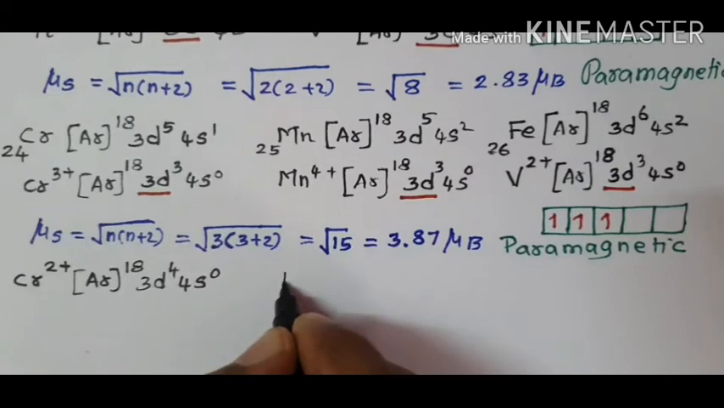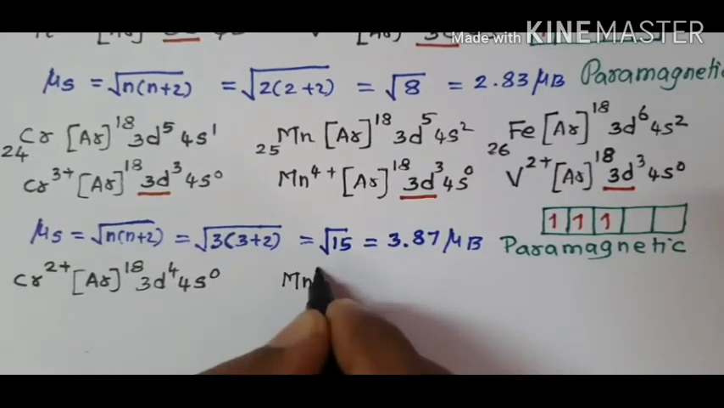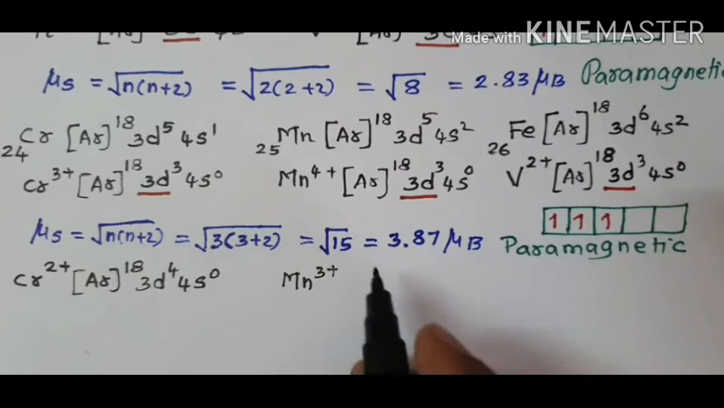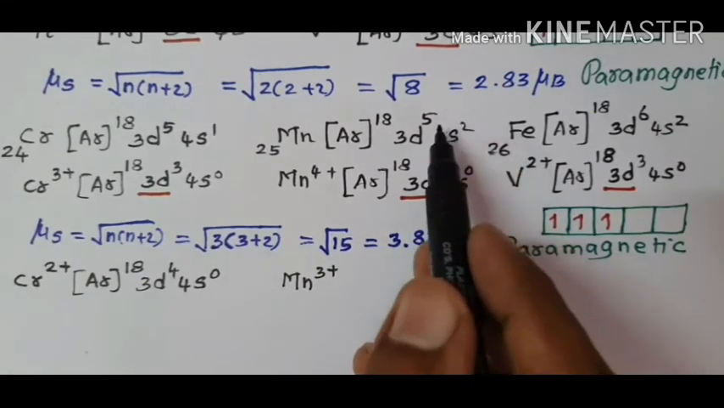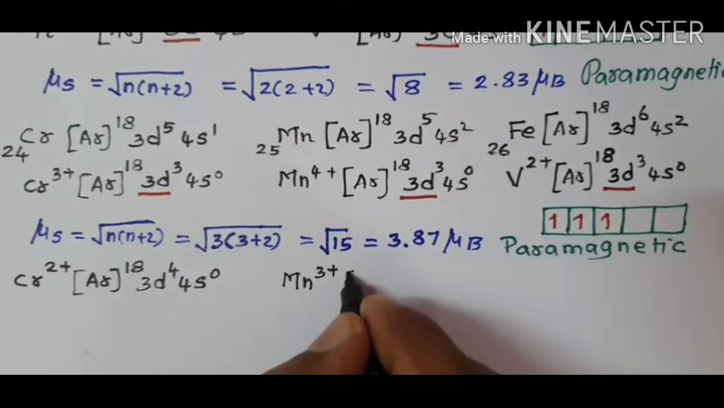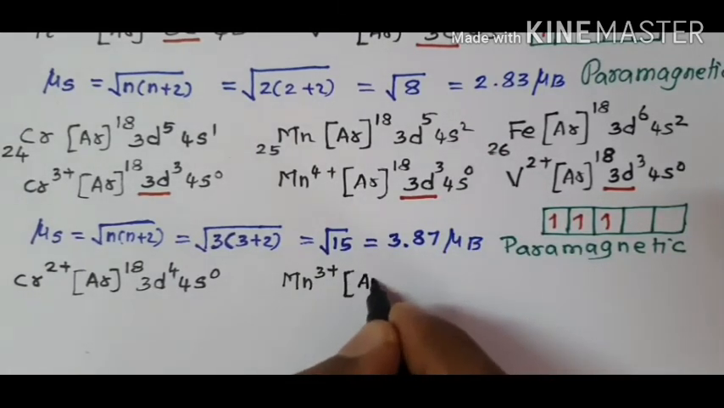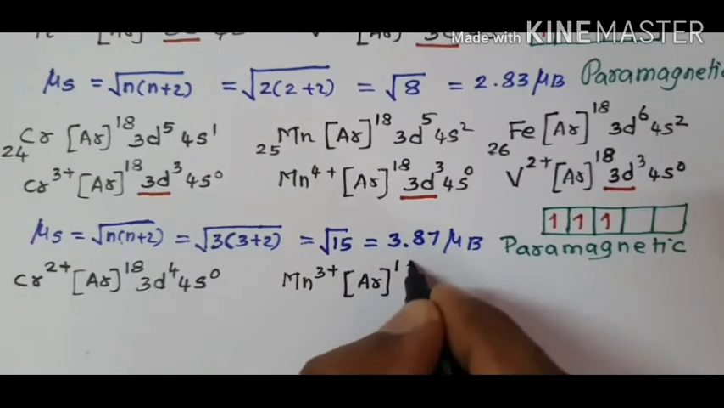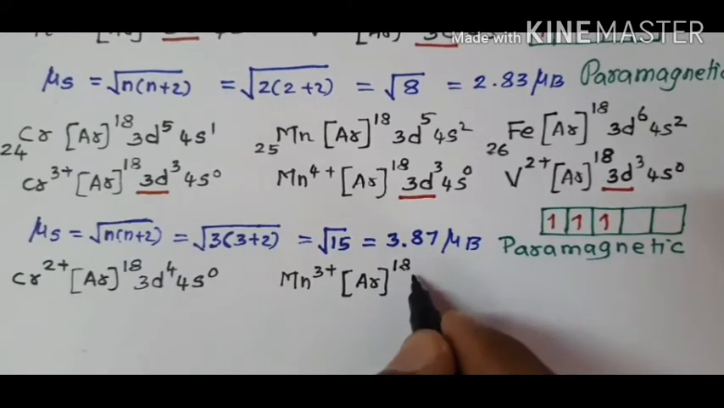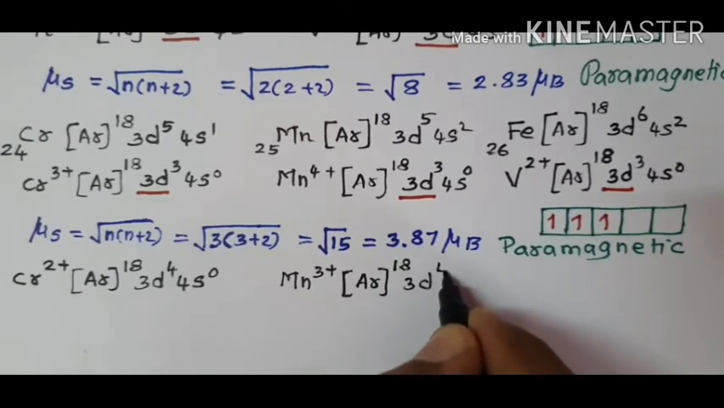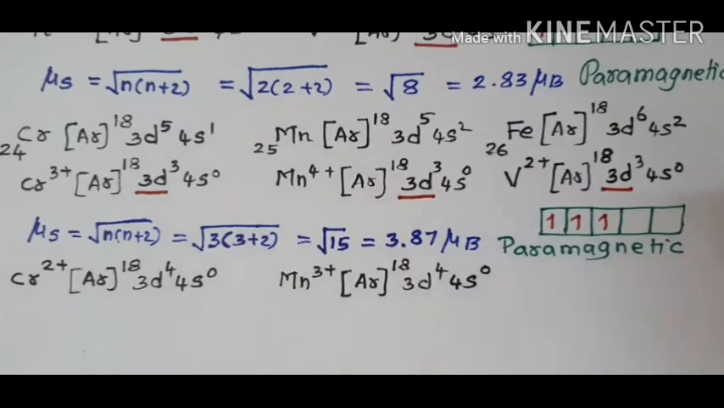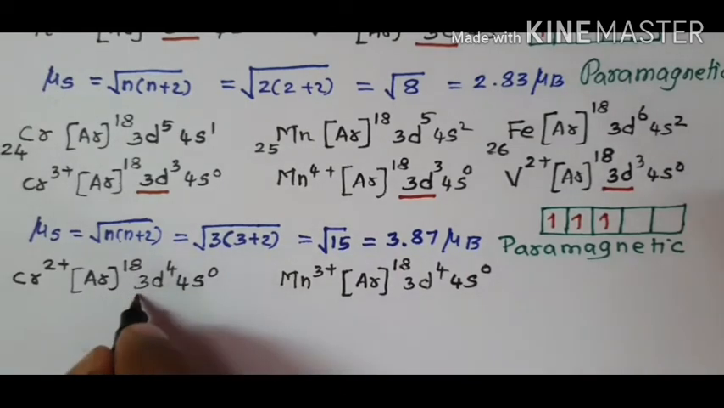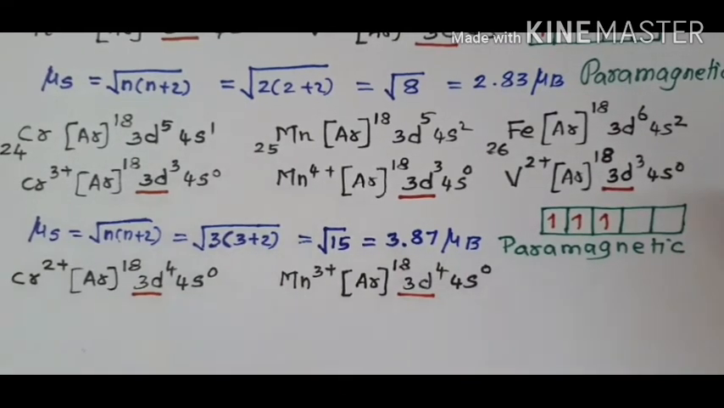Manganese 3 plus ion electronic configuration, Mn 3 plus. Loss of how many electrons? 3 electrons. 2 from s orbital, 1 from d orbital. So argon 18, 3d4 and 4s0 electronic configuration. In both the ions, the 3d orbital contains 4 electrons.